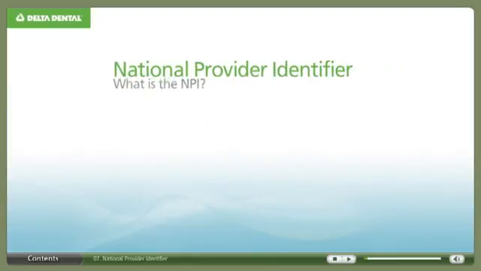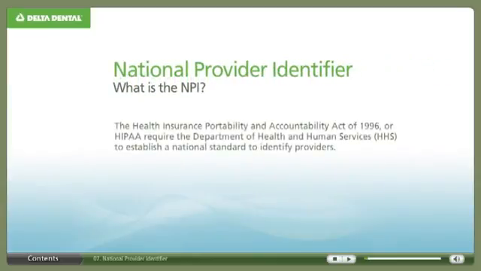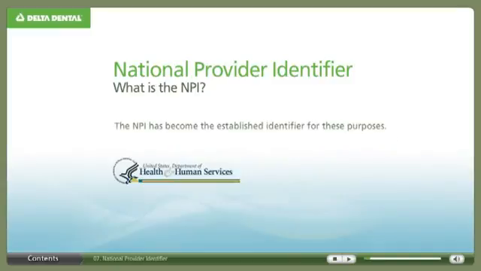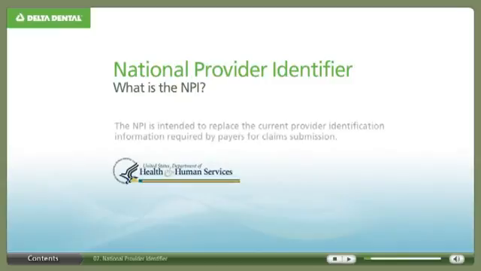The administrative simplification provisions of the Health Insurance Portability and Accountability Act of 1996, or HIPAA, require the Department of Health and Human Services, HHS, to establish a national standard to identify providers. The NPI has become the established identifier for these purposes. The NPI is intended to replace the current provider identification information required by payers for claim submission.